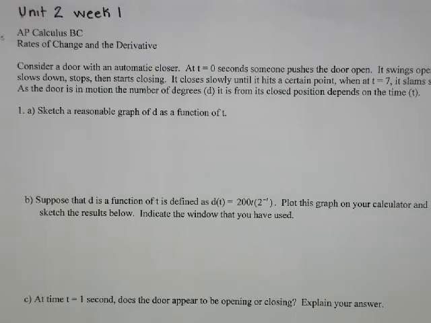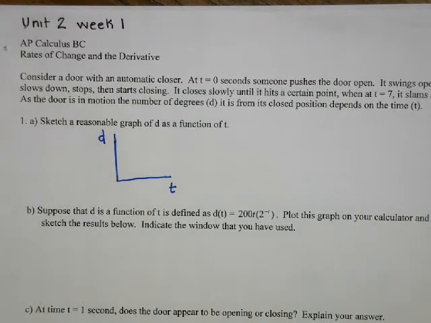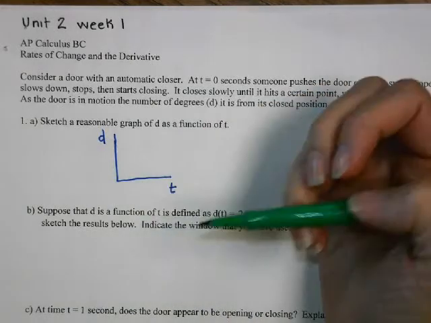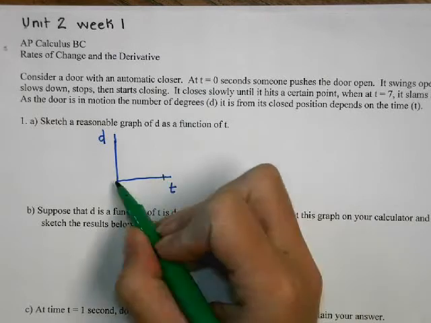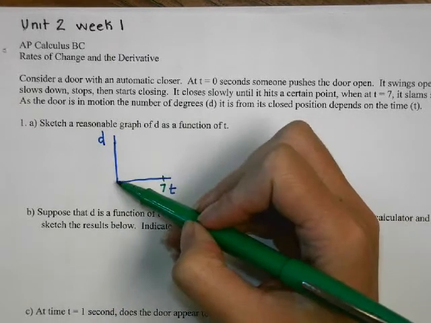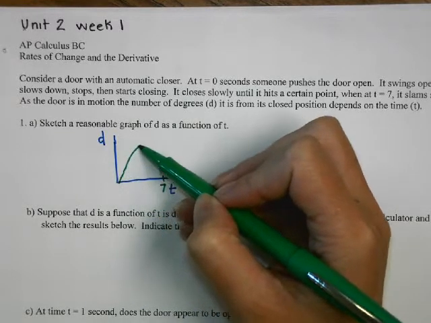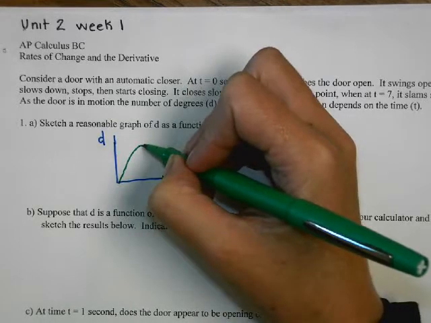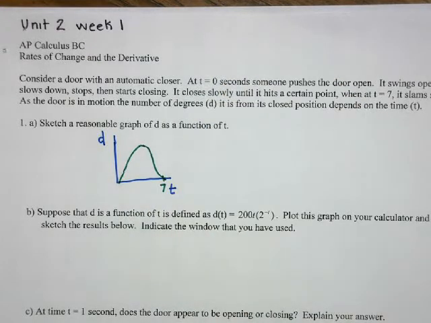As the door is in motion, the number of degrees, d, it is from its closed position depends on time. And first we're going to sketch a reasonable graph. So on our x-axis we have time, and on our y-axis we have the number of degrees it's open. So this whole thing starts at 0 and ends at 7. So the door opens, so the degrees are going to get bigger and bigger. Then it stops being open, which means the degrees are going to get closer and closer to zero, and then it's going to slam shut.